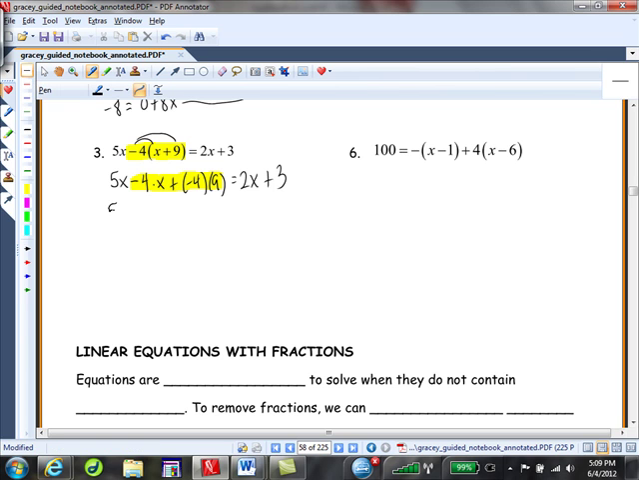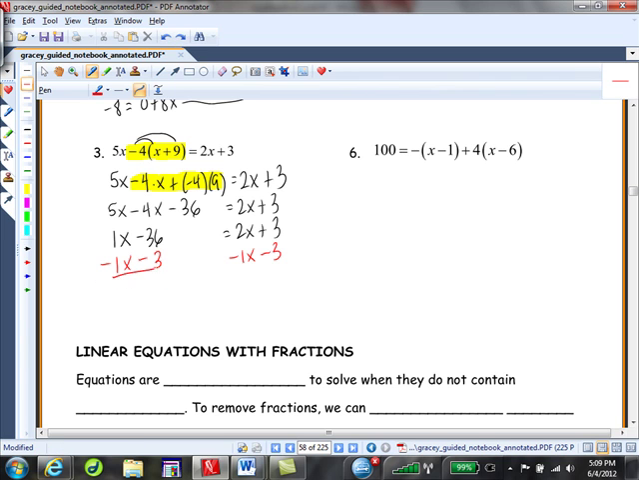So then we'll get 5x minus 4x minus 36 equals 2x plus 3. 5x minus 4x is 1x minus 36 equals 2x plus 3. And then, I don't know, just for the heck of it, why don't we get the x's on the right side? So we're going to be subtracting 1x from both sides. And if I'm getting the x's on the right, I need to get the constants on the left.